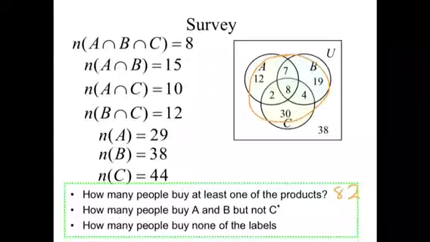For our second question, we want to know how many people buy A and B, but not C. So look at this first part. A and B implies the intersection. So I'm looking right here, A and B. And then it also says not C. So I have to cross off this 8 because it is part of C. So there are only 7 people who buy A and B, but not C. And then lastly, how many people buy none of the labels? Well, that's just the people on the outside, so we have a total of 38 there.